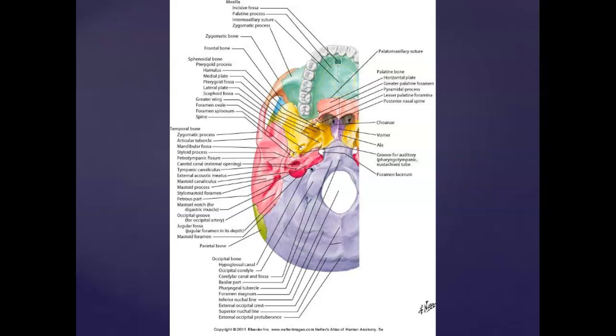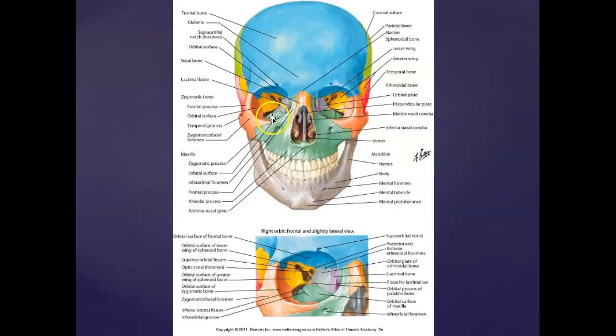So it forms part of the orbit, kind of the inferior portion of that orbit. Also forms part of the lateral walls and the floor of the nasal cavity. You can see the floor and the lateral walls of the nasal cavity. Forms part of the roof of the oral cavity. There's a lot going on with the maxilla. It's kind of a big deal.